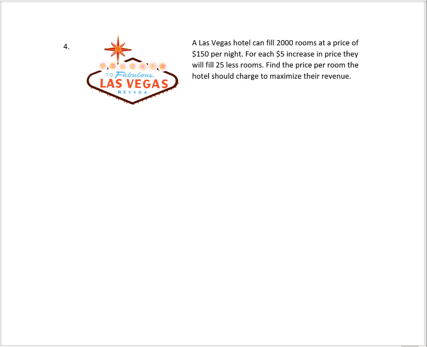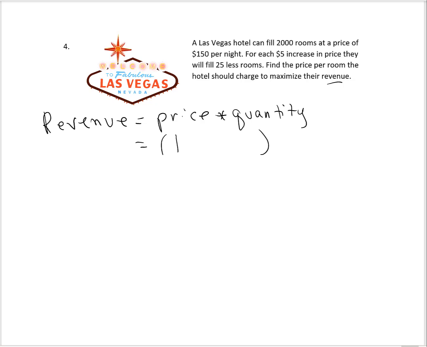So the first thing I see is we're talking about revenue, and we know that revenue is equal to price times quantity. If we read back through the problem, the price started at $150 per night, so we're going to put in the $150, and the quantity would start at 2,000. And then every time we make a $5 increase, we're going to lose 25 rooms.